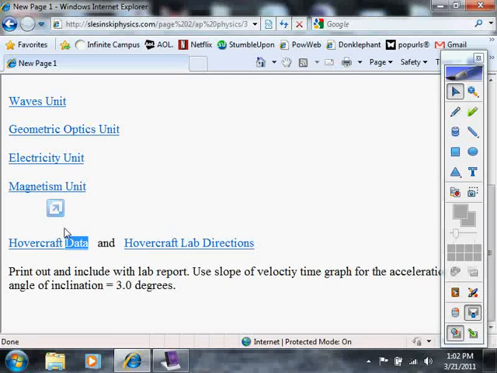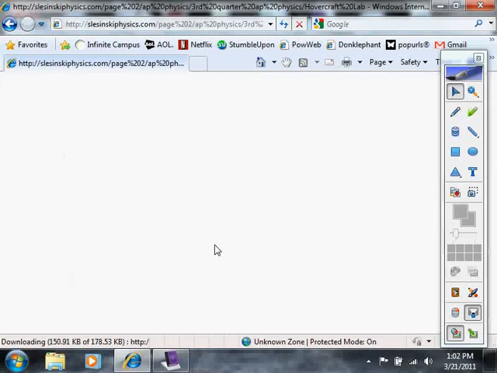So basically, you're just going to use the graph, print this out over here, and staple it in your lab notebook, and you're going to use the acceleration. And then just some reminders here. A little slow to load here.